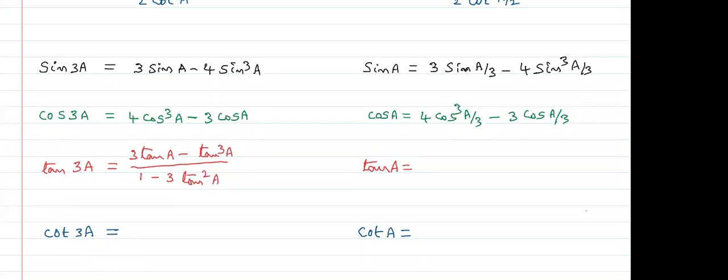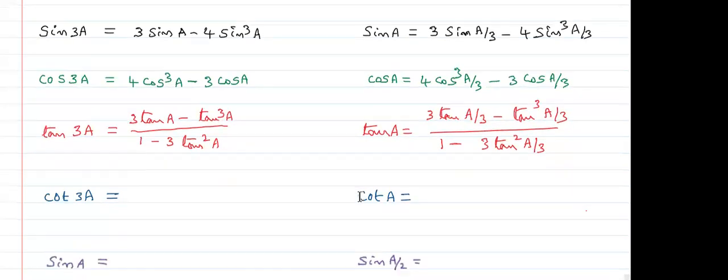Then tell me the submultiple angle formula. Just in place of a, write a by 3. 3 tan a by 3 minus tan cube a by 3 divided by 1 minus 3 tan square a by 3. This is the submultiple angle formula.